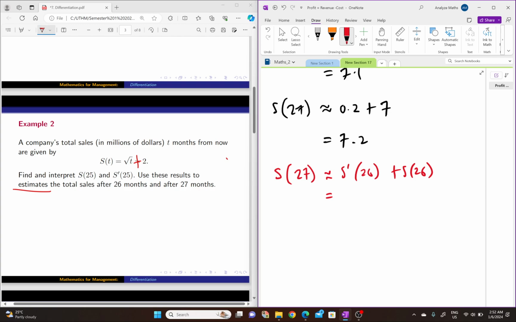If you find S prime 26, you will get 0.098. S26 is 7.1, and if you add here, you will get 7.198. You can see this is the actual, more accurate estimation. This estimation is based on the 25 here. Because we follow the question, in case the question asks like this, then you use this one. It all depends on what the question asks.